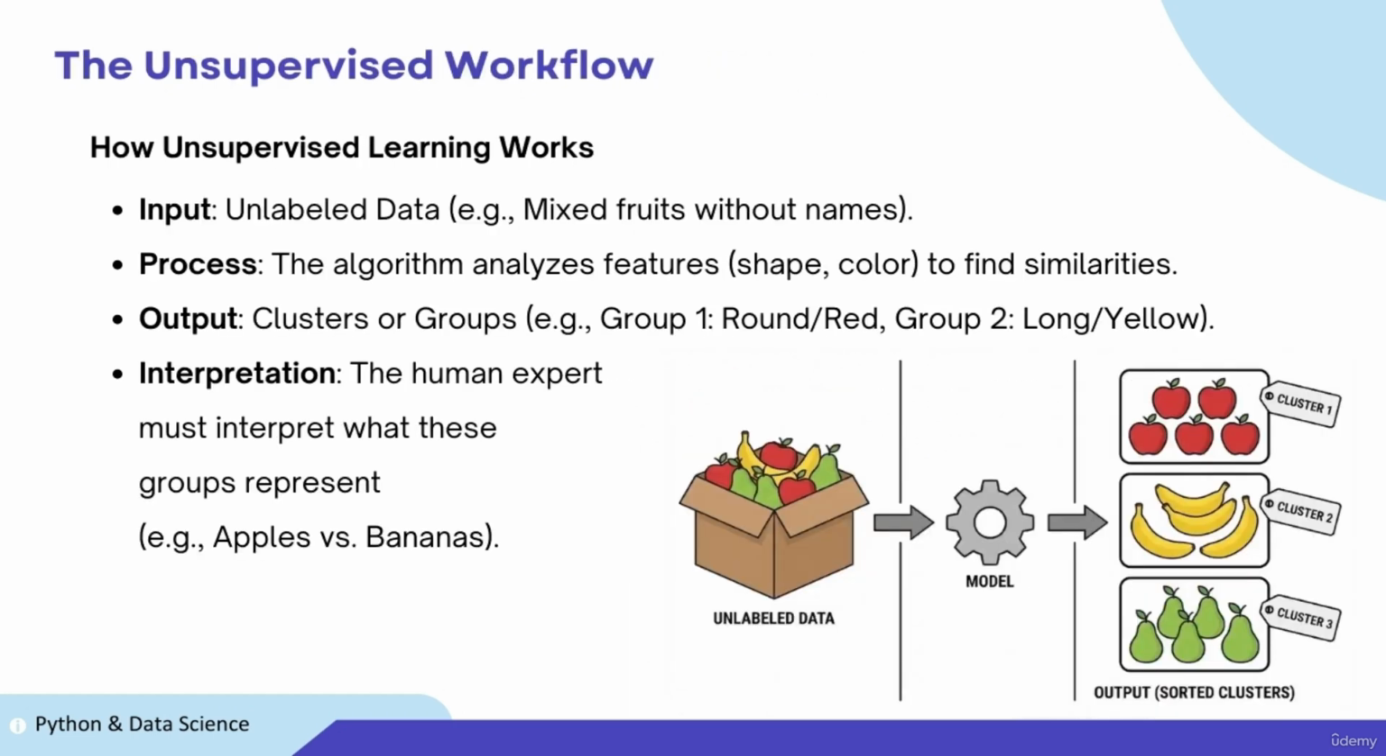Here is the workflow. The input is unlabeled data. Think of it as a mixed fruit basket where we don't know the names of the fruits. The algorithm analyzes features like shape, color, and weight to find similarities. The output is clusters. For example, cluster 1 might contain round red objects. Cluster 2 contains long yellow objects. Crucially, the computer doesn't know these are apples and bananas. It just knows they're different. It's up to the human expert to interpret what these clusters actually represent.